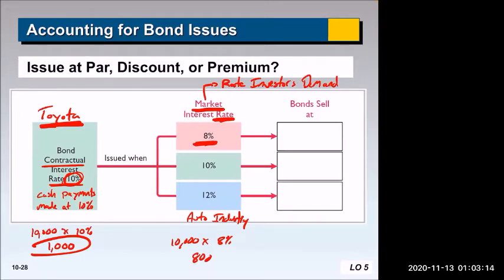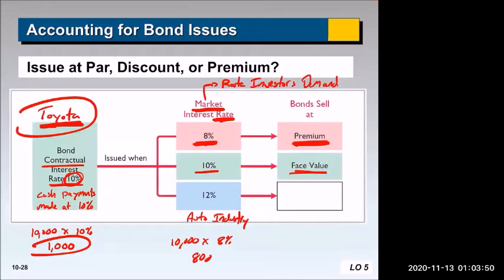But everybody wants my bond. So what I can do is I can say, okay, you want my bond. Here's the deal. I'm going to charge you more money. I'm going to charge a premium because you want my bond. If I'm Toyota, I'm in a good position because you want my bond. I can charge you more money, just like anything else, right? You want what somebody has and you're willing to pay them more money for it. If my rate is the same as the market, I'm going to sell it at face value.